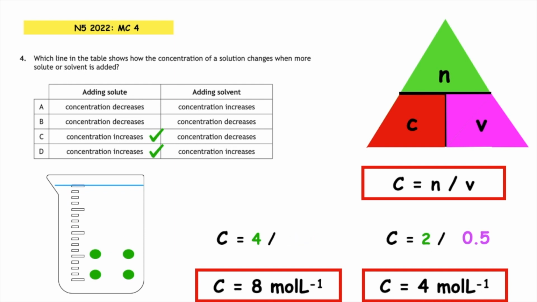However, if I was to take my 4 moles and increase the volume of my liquid to 1 litre, that would mean I'd have 4 divided by 1, which means that the concentration would be 4 moles per litre, which means the concentration would decrease by adding more solvent. So the correct answer to this is multiple choice answer C.